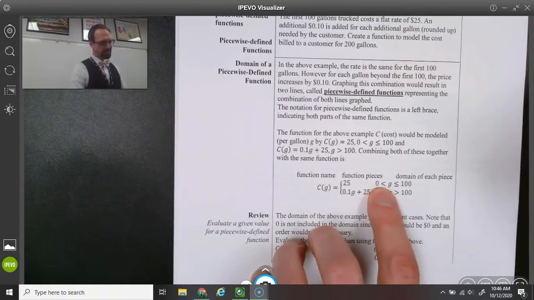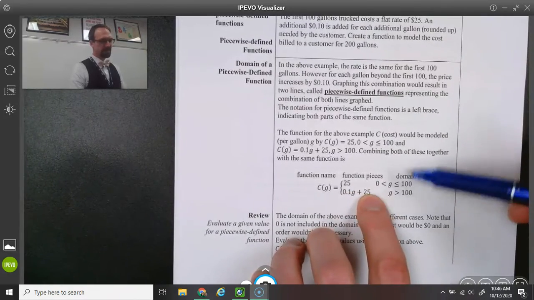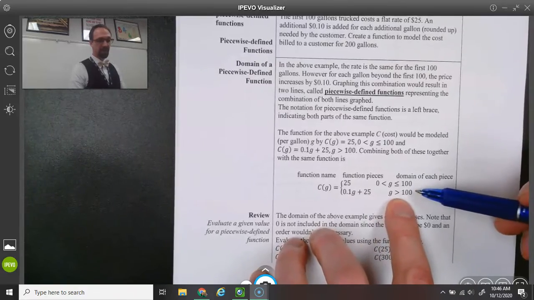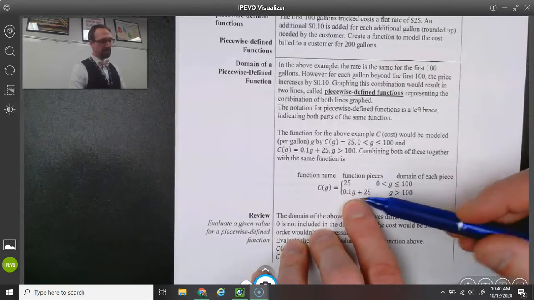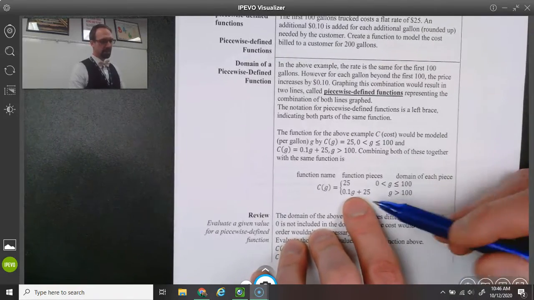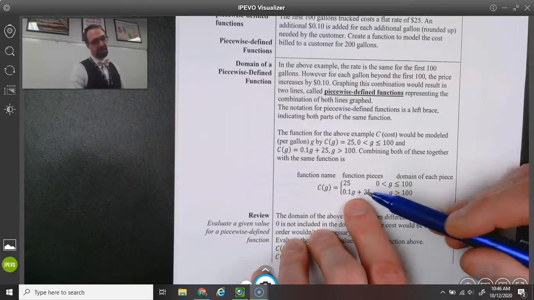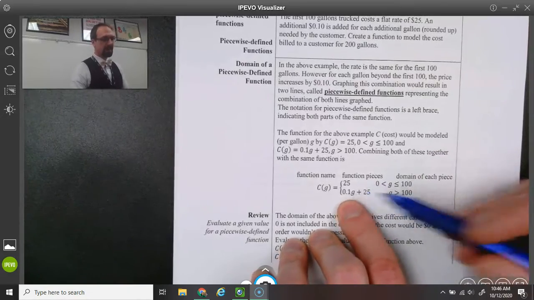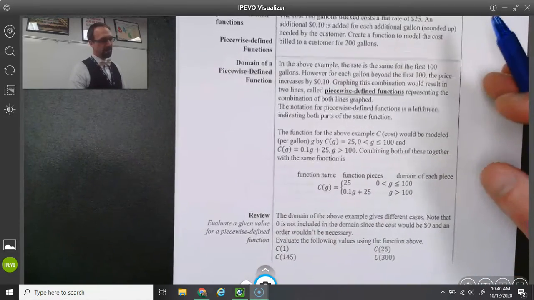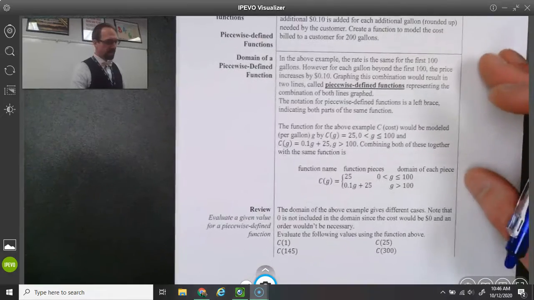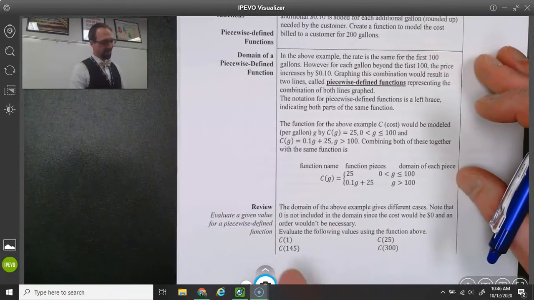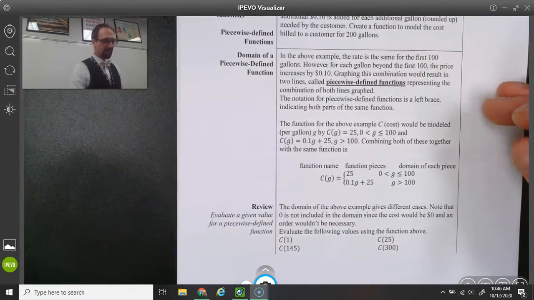So here we look at these two different examples. When the gallon is greater than 100, then we use this value here. So we plug in the value that's greater than 100 into this value and then multiply by 0.1 and then add 25. So it says evaluate the following using the different rules above.